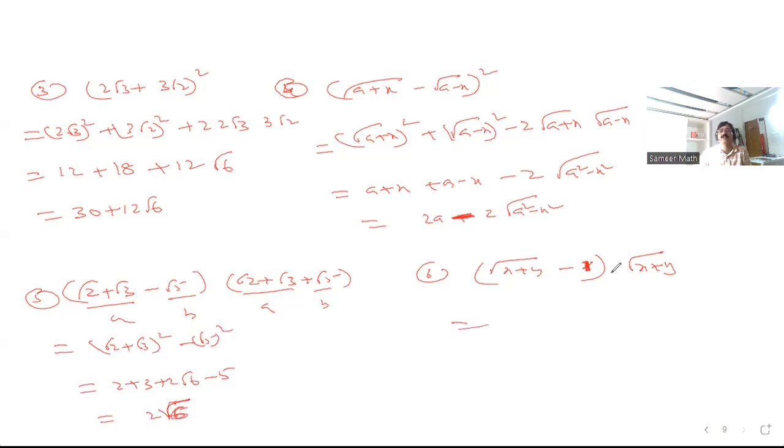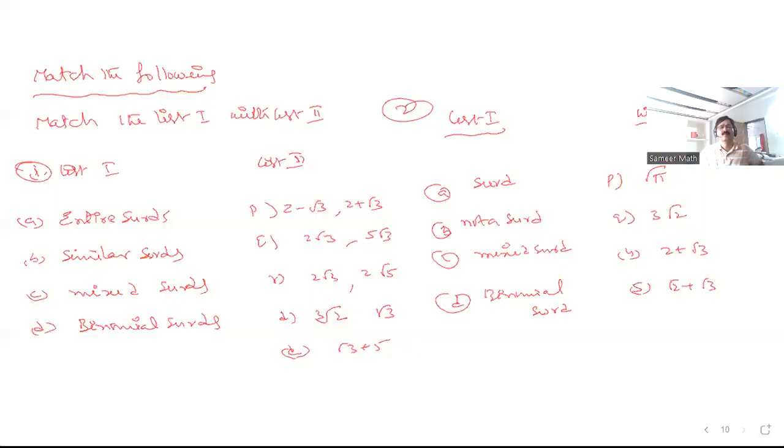Whereas here, just multiply inside. What happened? x plus y and root over x plus y. So I discussed how to multiply surds also. Now I'll go to the next.